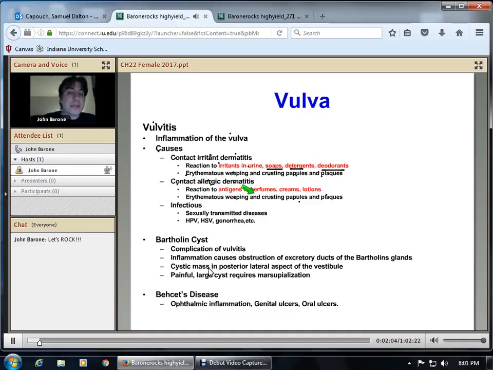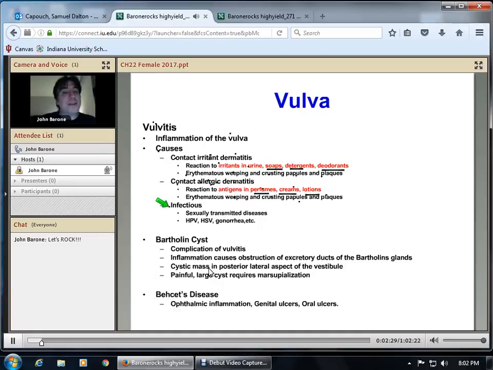Now you also have to think about allergic reactions. It could be perfumes they're allergic to, or creams they try, or lotions. So there could be allergic reactions to some of the components of these things. So always look to see what they're doing that's new. Because it's red, crusting, oozing, it looks like contact dermatitis. Again, that's a type 4 hypersensitivity, contact dermatitis, whether it's irritant or allergic.